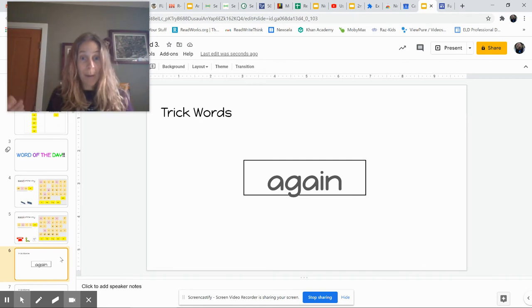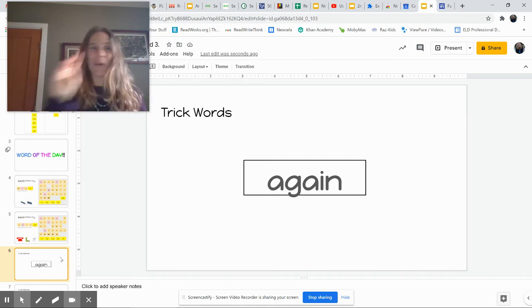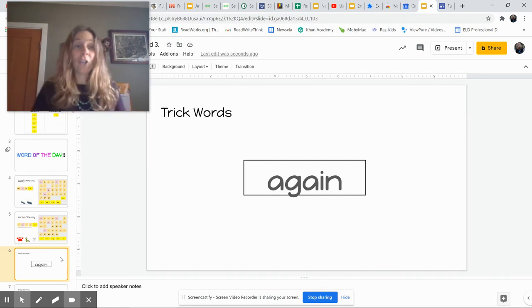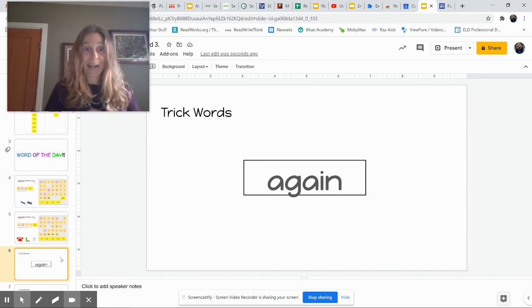So to practice our trick words, we don't tap them. We are going to write them. So I can write them on the table, I can skywrite them, or I can write them on my arm. So this is how it's going to work. I'm going to do it, and then I want you to do it with me. It's going to go like this.